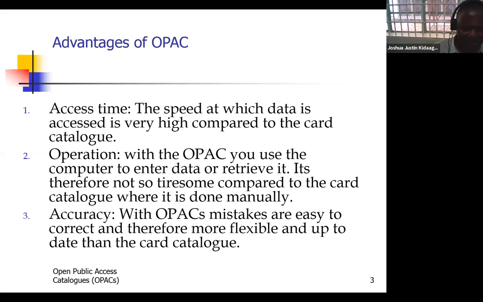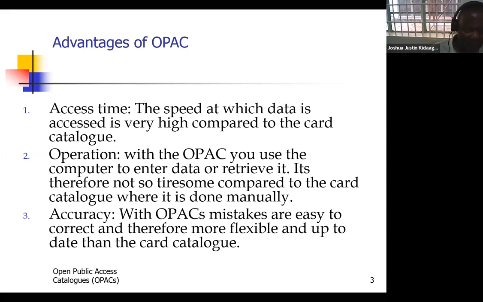So I was saying with OPACs, mistakes are easy to correct. And that means we can add new entries. If we make a mistake, we can change the mistake there and then. And therefore, at all times, the OPAC is supposed to be more up to date compared to the card catalog.